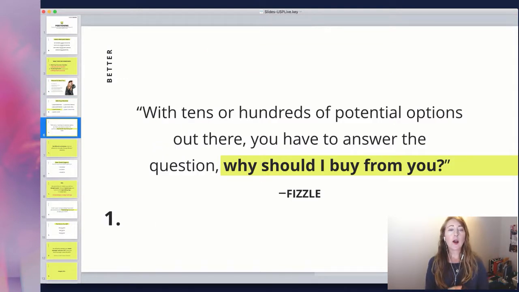With tens or hundreds of potential options out there, you have to answer the question, why should I buy from you? This is a quote from Fizzle. I love their podcast, and I felt that this is so relevant to today's training because that's what the USP is really all about. It's answering that question, why should I buy from you? And you need to answer it quickly, like right away when people land on your site. Otherwise, they're going to bounce.